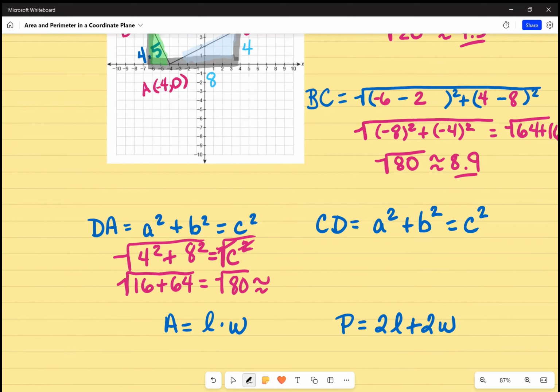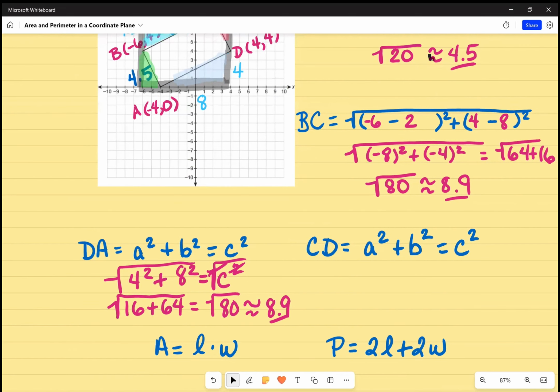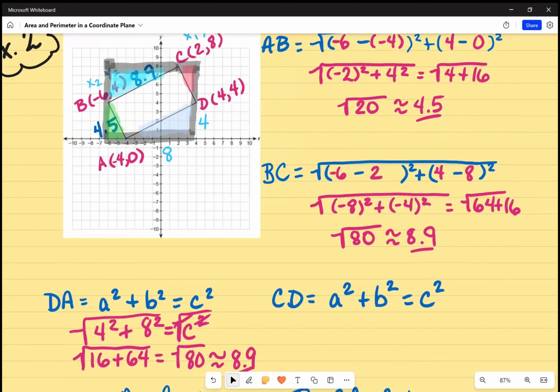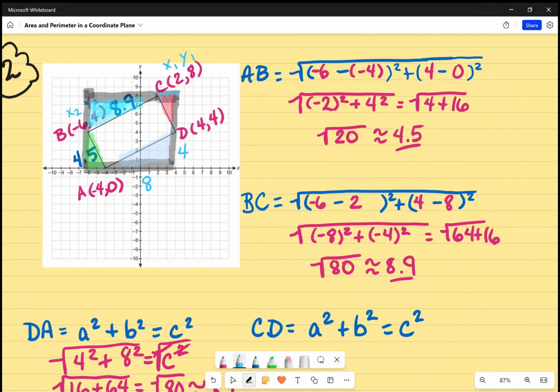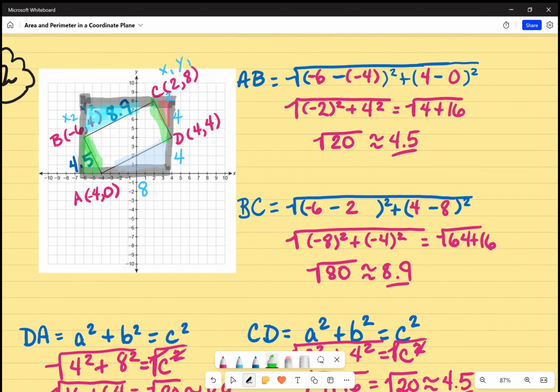And as I said, the opposite sides are going to be the same. So I see that side DA and side BC have the same value, 8.9. So now we're counting the units so that we can do the same thing for side CD. And this one, one side is 2 and one side is 4, and we're trying to find the hypotenuse, which we already know what it should be because it's going to be the same as side AB. So both sides were the same.